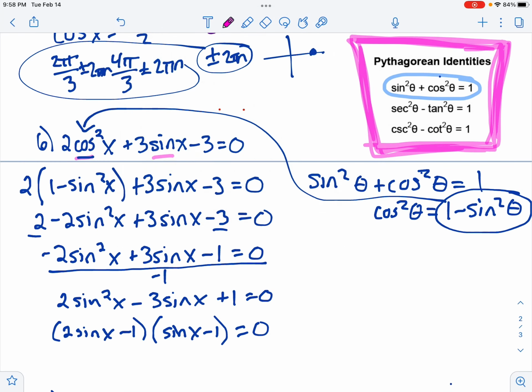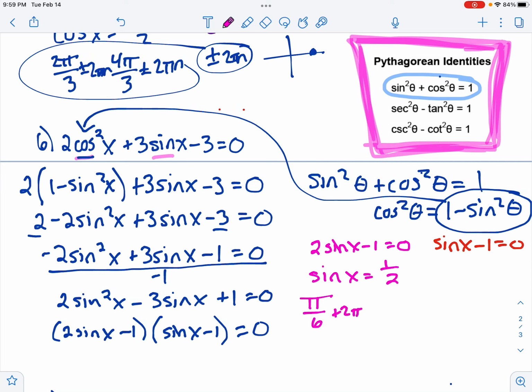Now that we have our two parentheses, now we can set each one equal to 0. So I have 2 sine x minus 1 equals 0. And I have sine x minus 1 equals 0. Solve each one down. So for the first one, we have sine x equals 1/2. Well, where does sine x equal 1/2? That would be pi over 6, so plus 2 pi n to represent all of them, and 5 pi over 6 plus 2 pi n to represent all of them.